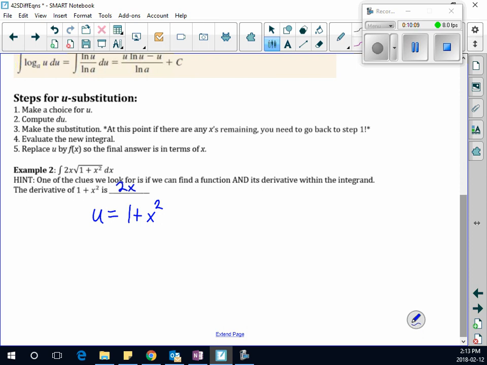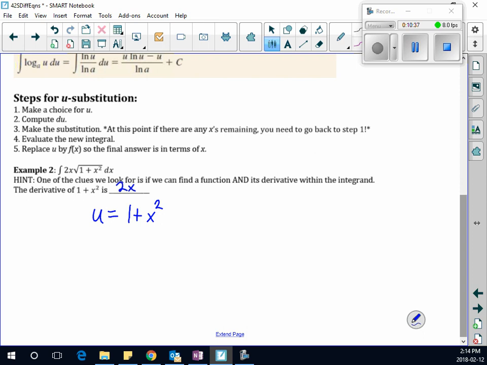Okay, so now, why didn't I pick the square root of 1 plus x squared as my u? Because do you know how to find the integral of that? No. But you could find the integral of u to the power 1/2 though. You know what I'm saying?